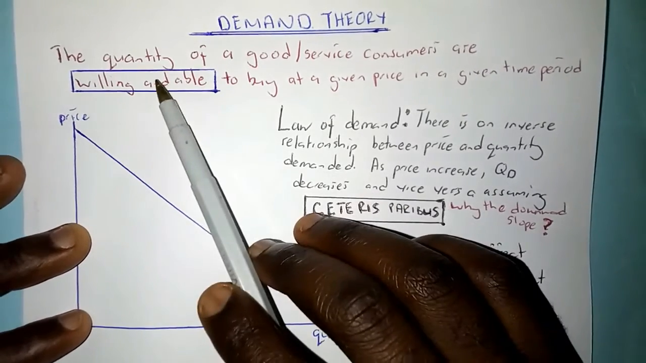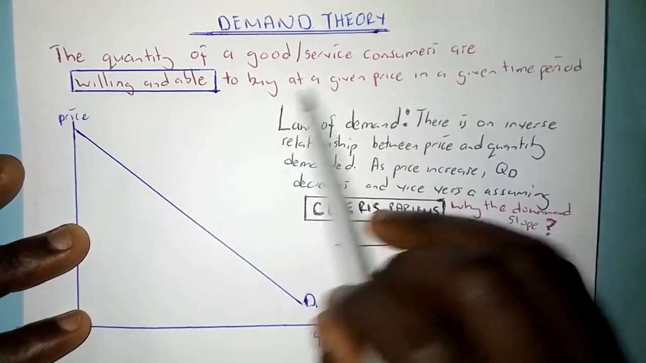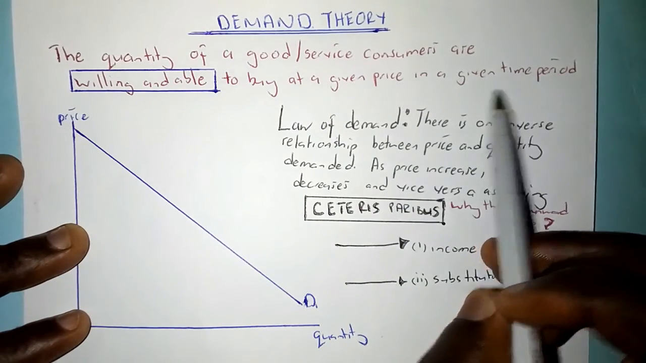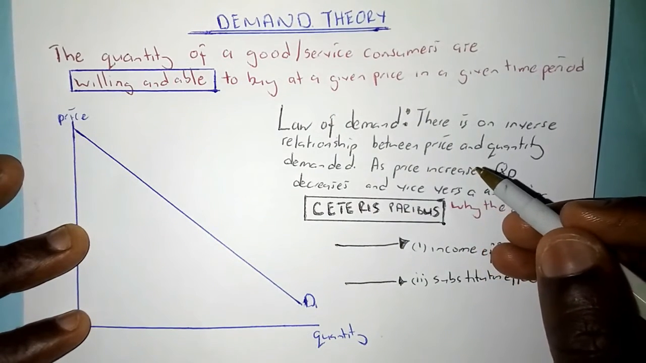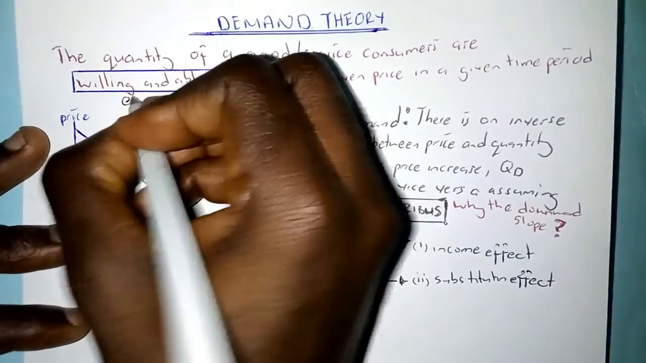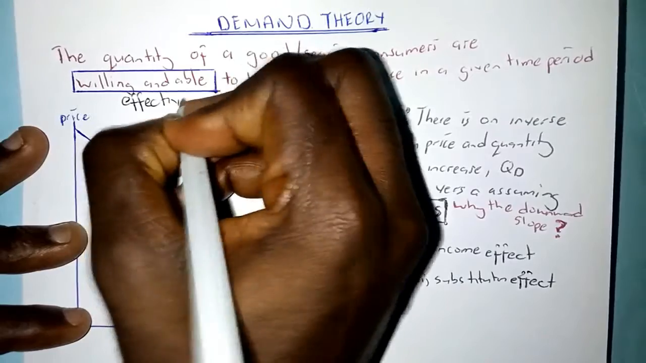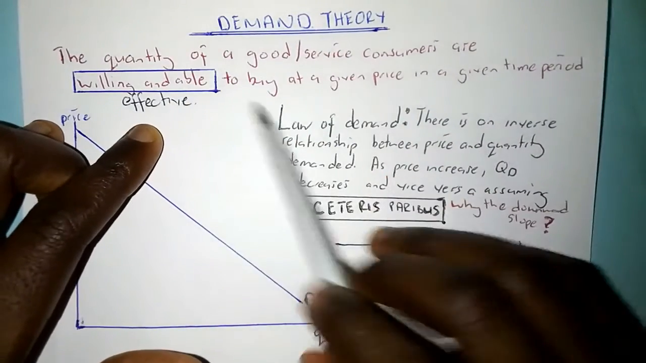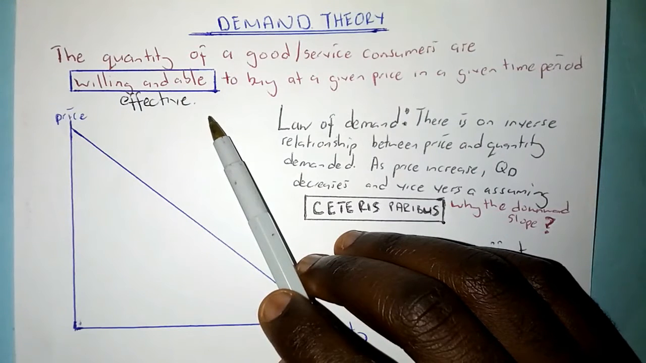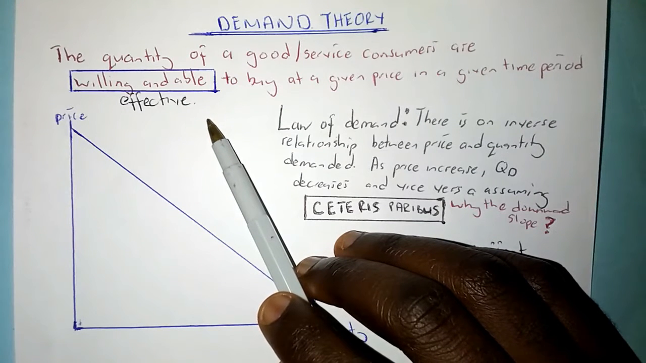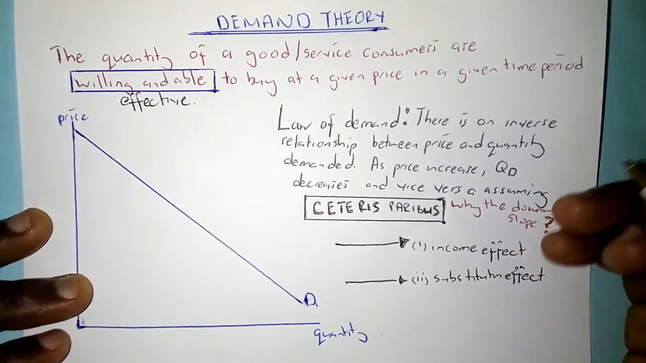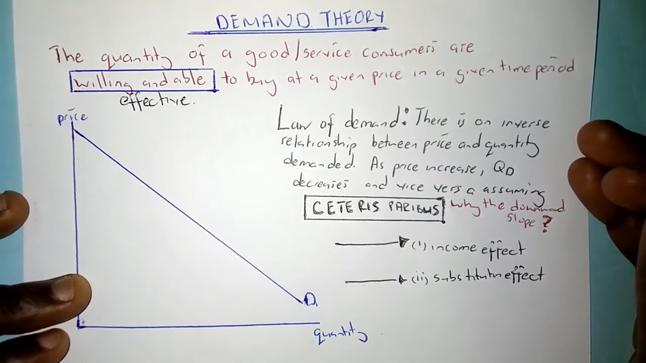It is known as the quantity of a good or service consumers are willing and able to buy at a given price over a given time period. So consumers must be both willing and able to buy something for demand to be effective in economics. So that is the proper definition of demand. Learn it so that you will be absolutely sure about the definition of demand.